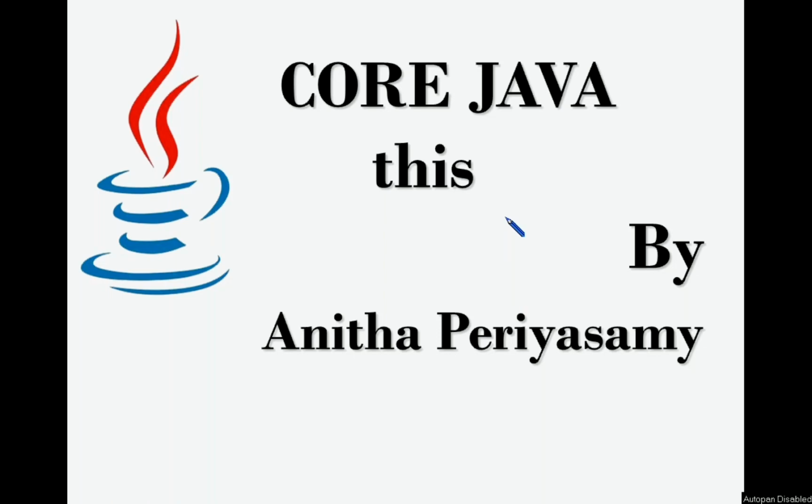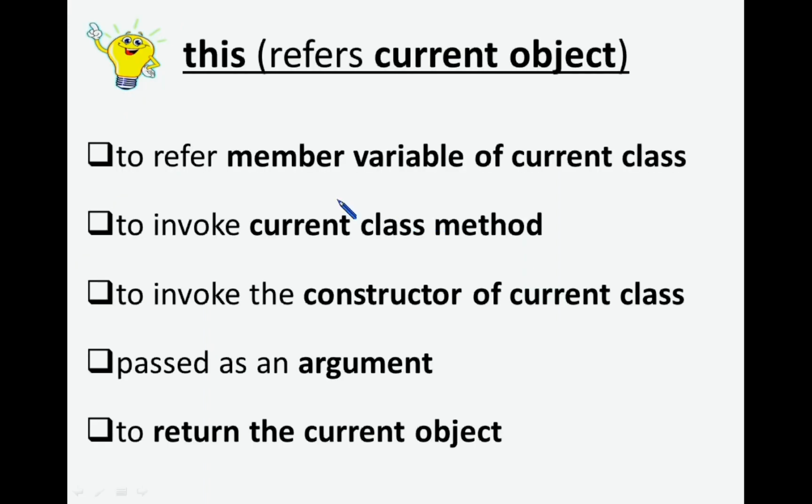Now we are going to see another important keyword, namely this. So this refers to the current object. There are 6 places in which we can use this keyword.